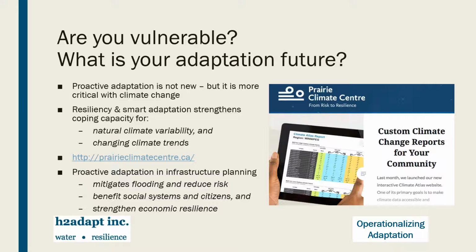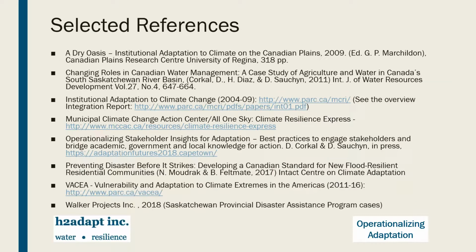Proactive adaptation is not new, but it is becoming increasingly critical with climate change. Properly planned, adaptation will help safeguard hard and soft infrastructure from natural climate variability and changing climate trends, including more severe flooding events. Proactive adaptation in infrastructure planning will mitigate flooding, reduce risk, benefit social systems and citizens, and strengthen economic resilience. Are you vulnerable? What is your adaptation future?